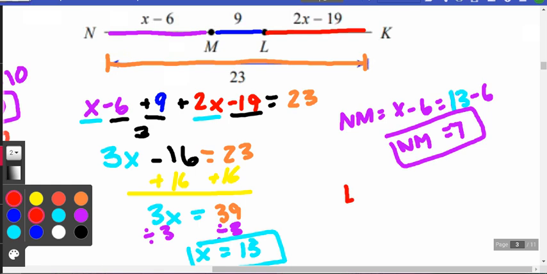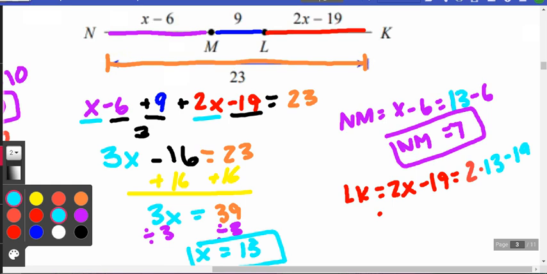Now LK equals 2x minus 19. Substitute the x value of 13. So 2 times 13 is 26, take away 19 equals 7. So LK equals 7 units.